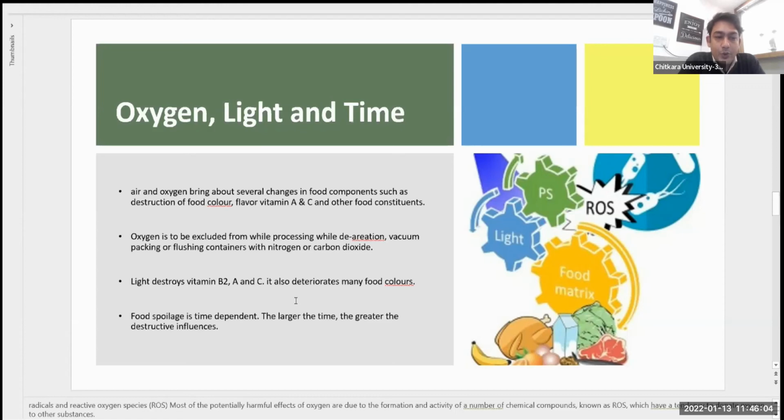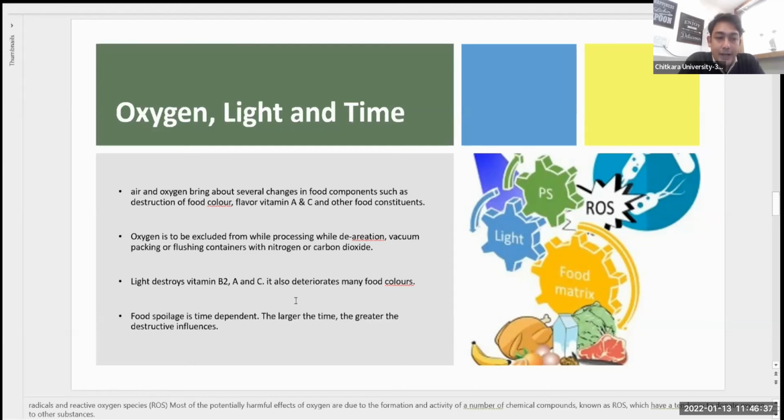Light destroys vitamins B2, A, and C. It also deteriorates many food colors. A simple example is that all wine bottles are dark colored, because when light attacks any food product, it will affect the quality of food. That's why most food products are not packed in a transparent container. They are always packed in dark colored bottles.